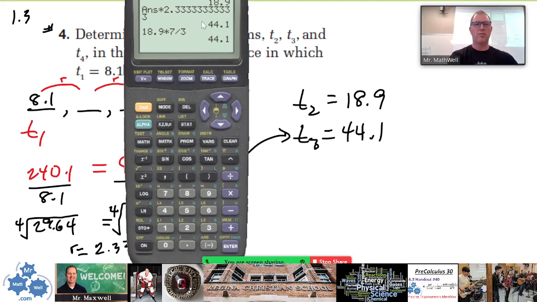And then T4, we need T4 as well, right? So 44.1, let's do that, times 7 divided by 3, 102.9.